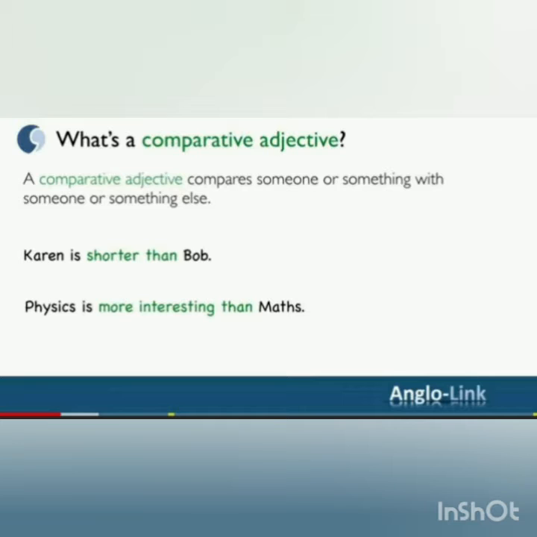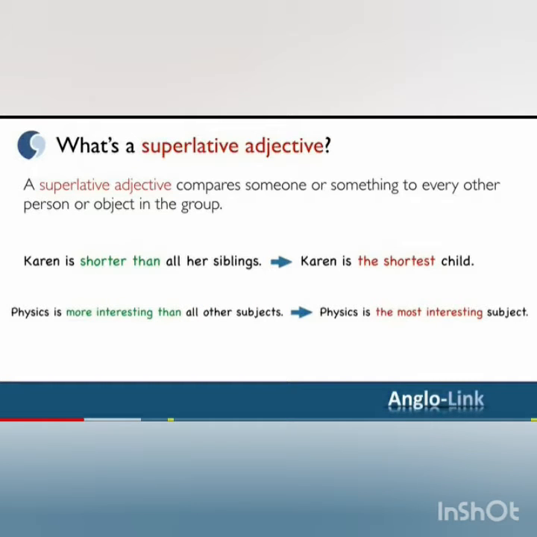Okay, guys. And what is a superlative adjective? A superlative adjective compares someone or something to every other person or objects in the group. Superlative adjective деген бул кыргыз тилинен алганда кыргыз тилиндеги күчөтмө сынатооч. For example, Karen is shorter than all her siblings. Которгондо Karen бир туугандардын арасындагы эң кичиреги. Karen is the shortest child. А күчөтмө түрү Karen абдан кичинекей бала.